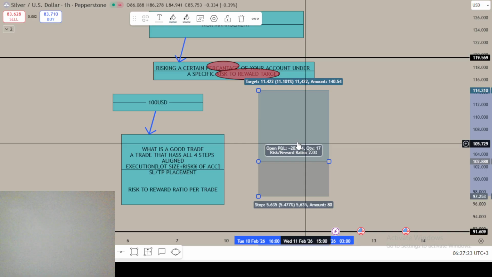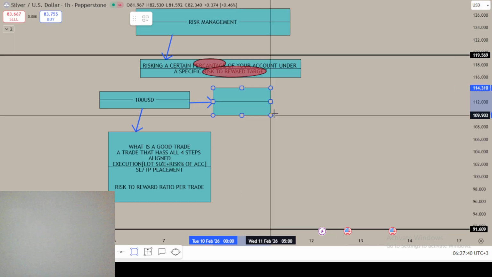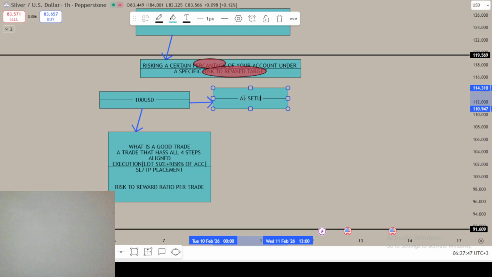So let me give you an example. You see a good trade. We'll call it an A plus setup. You get an A plus setup. How are you supposed to handle this trade?